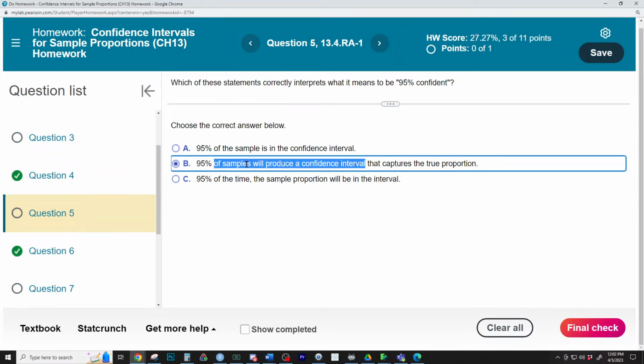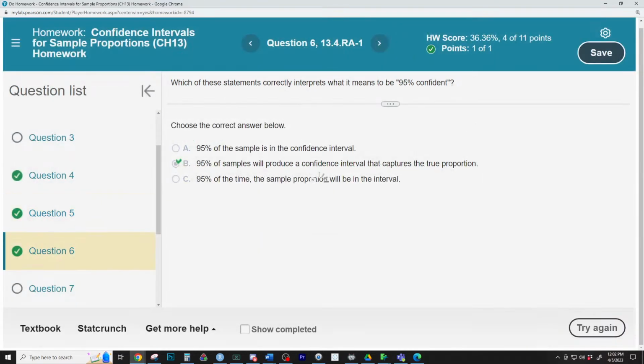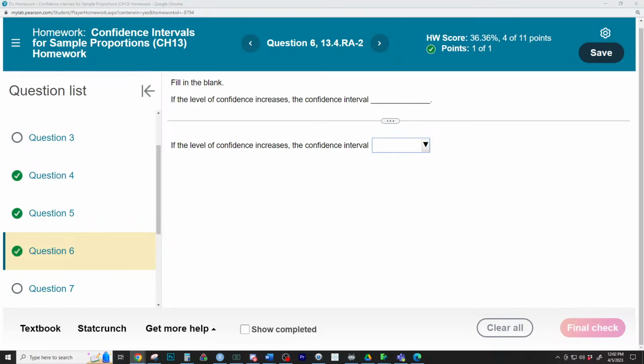So it's not about one interval. 95% of the samples contain the confidence interval? No. It's about the repeated process of making intervals. And actually, Enes showed a really good thing on this. Let me grab Enes's app. He showed a really good animation.